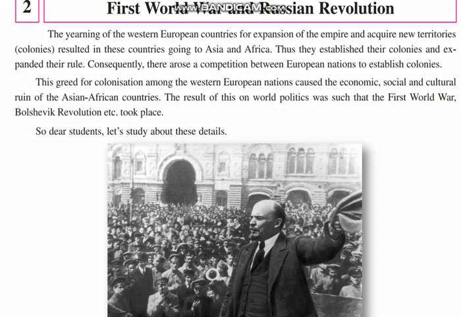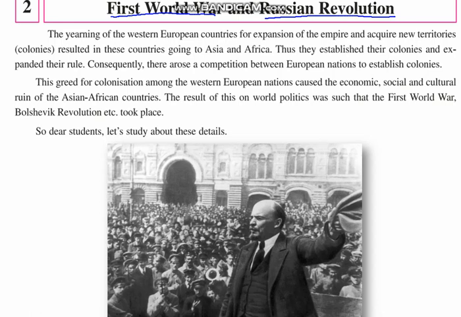Now as the name says, First World War and Russian Revolution. So we are going to study two things, the First World War and second the Russian Revolution. We are going to study the Russian Revolution later on. We are going to mainly study the First World War.